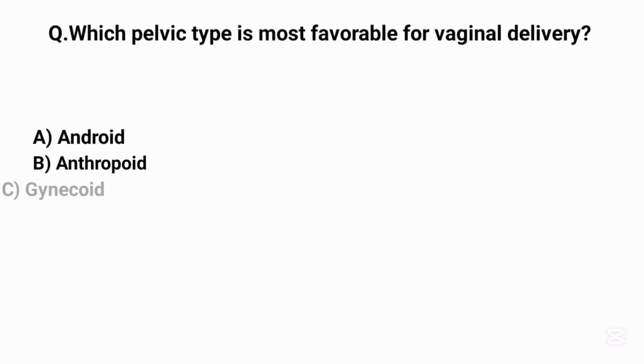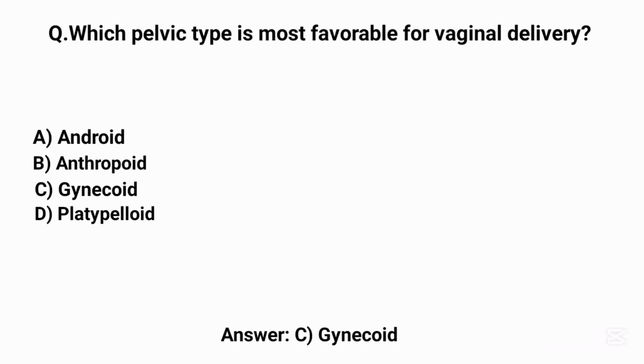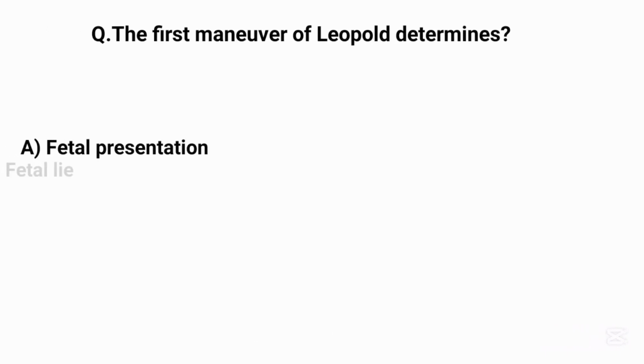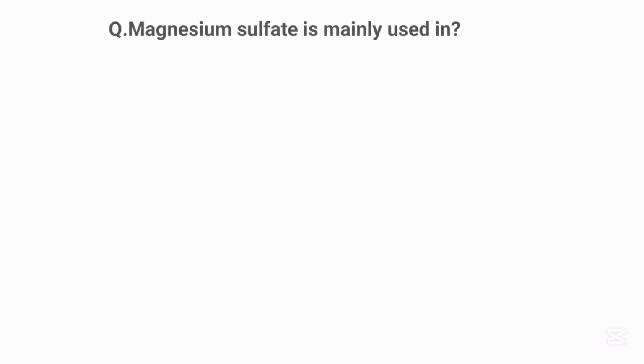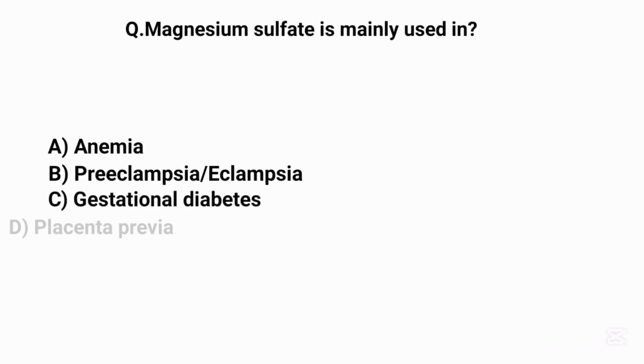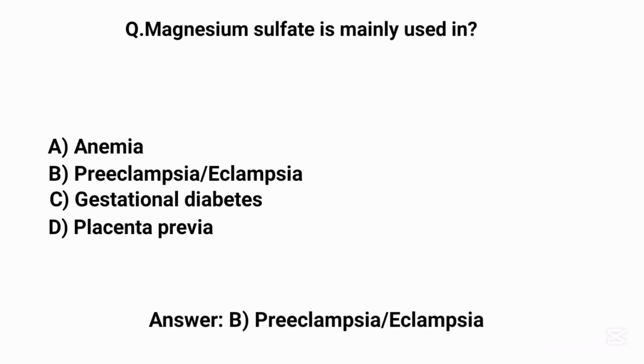Which pelvic type is most favorable for vaginal delivery? Correct answer is option C, gynecoid. The first maneuver of Leopold determines. Correct answer is option C, fundal content. Magnesium sulfate is mainly used in. Correct answer is option B, preeclampsia or eclampsia.